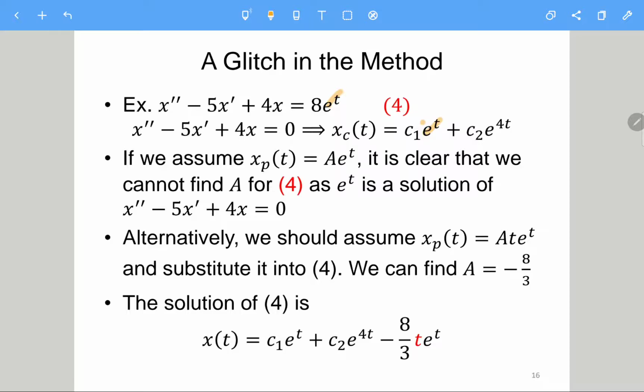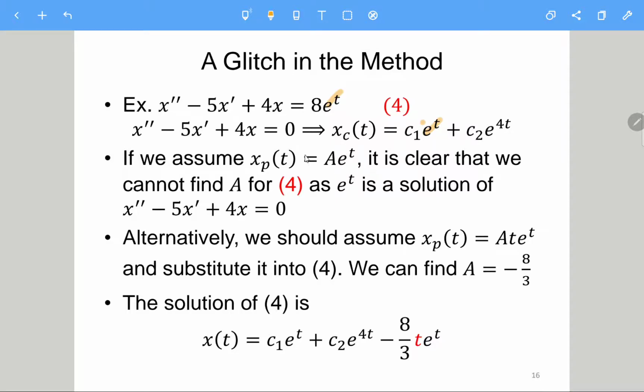If you just follow the previous procedure, you may assume that the particular solution is a times exponential to t. And then you try to substitute this into the original equation, then you will find that the left hand side will be 0 equals 8 times exponential to t. Then you cannot find the solution for a, which means that the particular solution is not a times exponential to t.